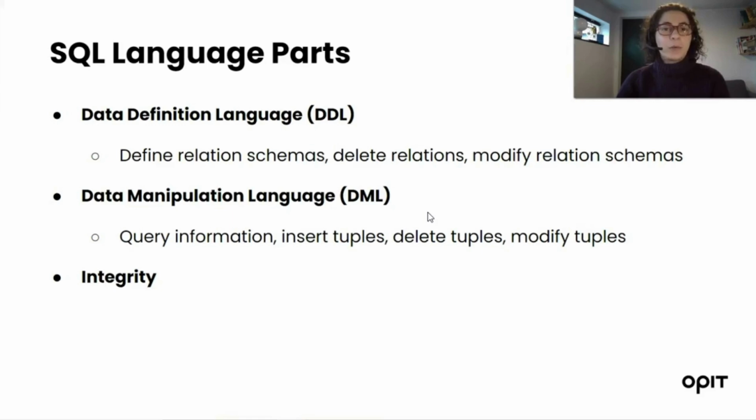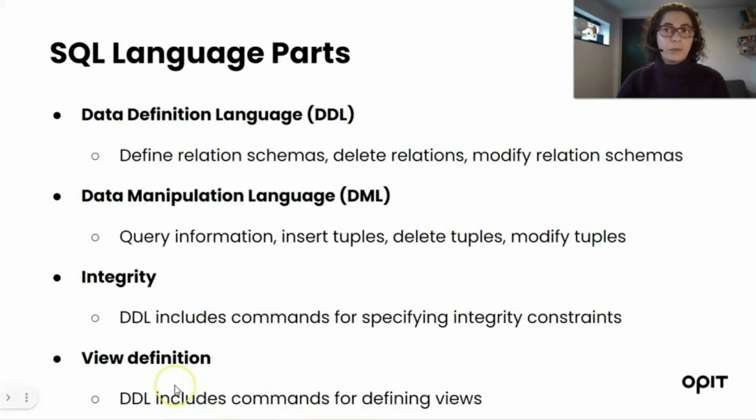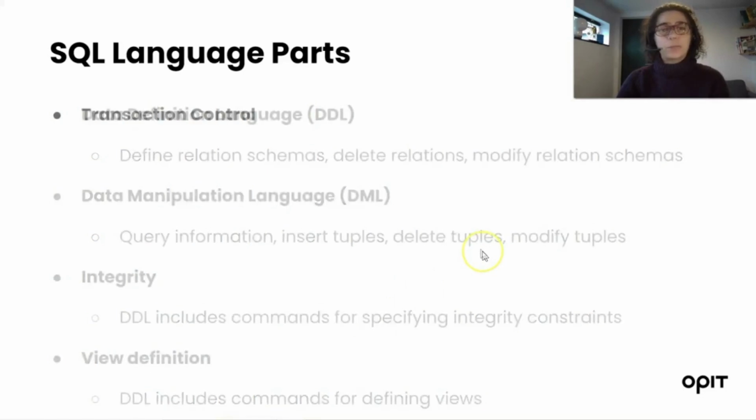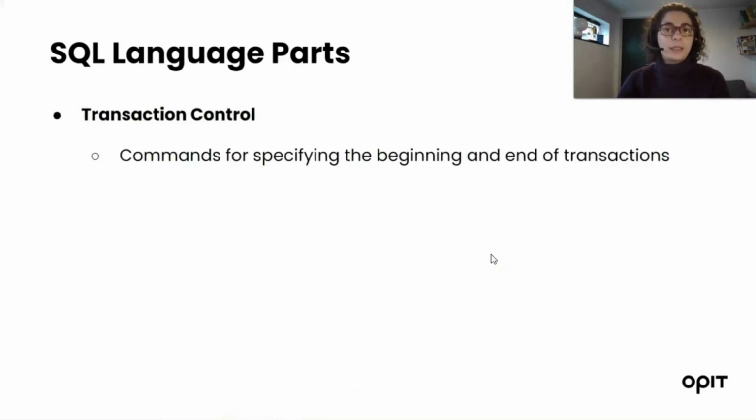Other parts of the language are the integrity constraints. So in the DDL language, we have commands that allow us to specify integrity constraints, as we discussed in a previous module. Another part is the view definition. Again, this is part of the DDL language for defining views, which we will learn about later in this course. Transaction control is another part of the language that covers commands for specifying the beginning and the end of transactions. Again, we will talk about that later in this course.